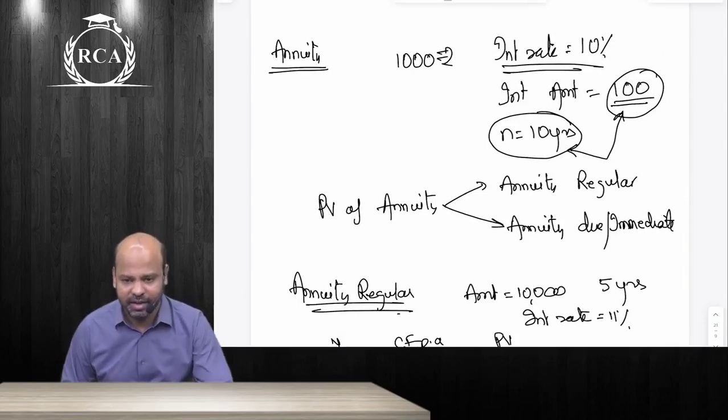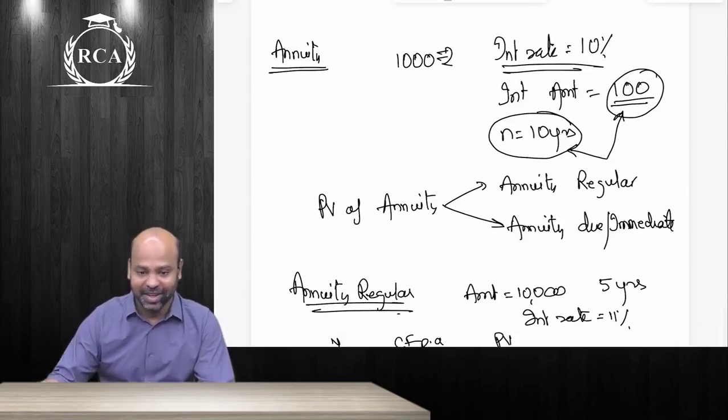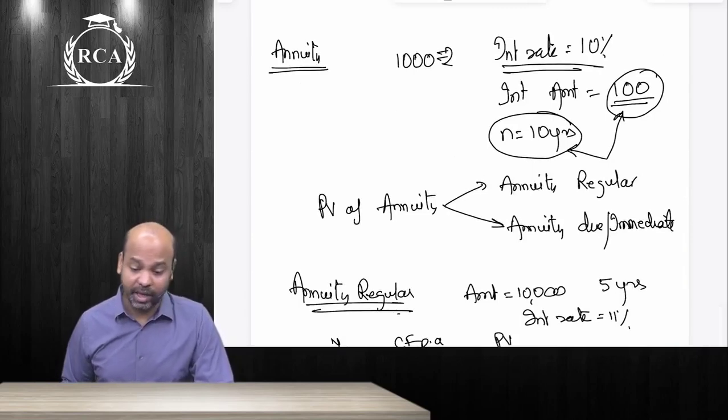Write down. क्या विनय? Present value. अभी annuity बेटा सारे रहेंगे.